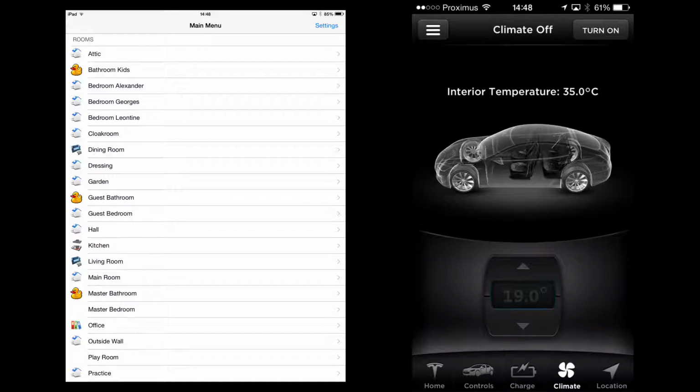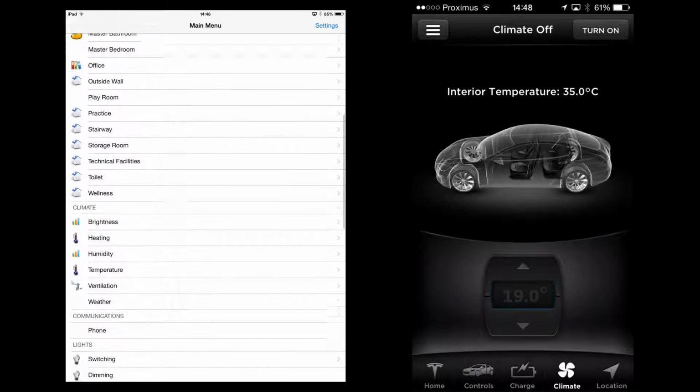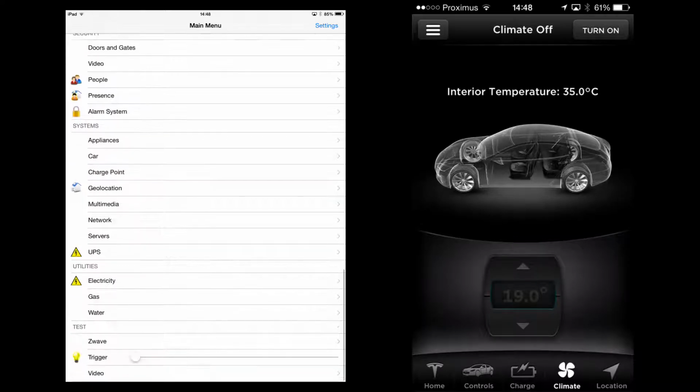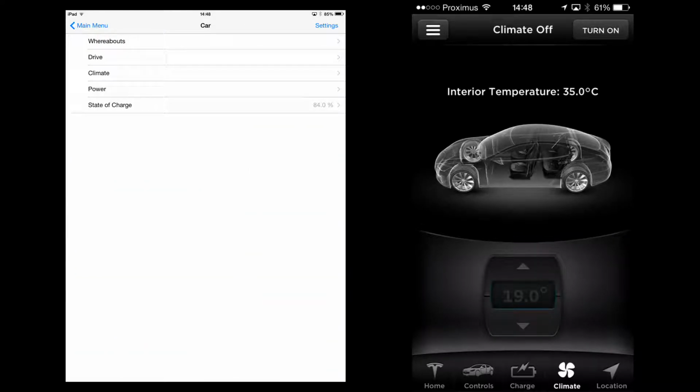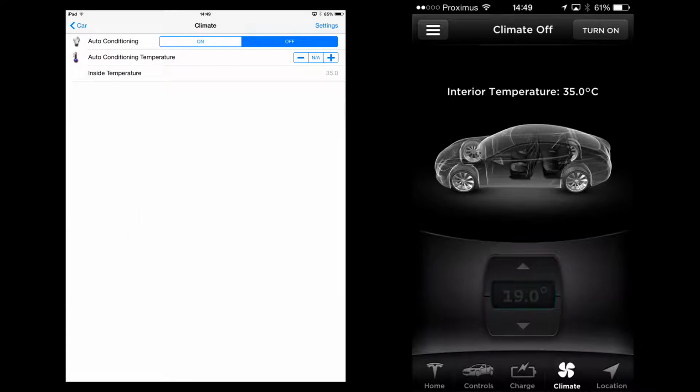So as you can see, I have a lot of stuff going on in openHAB, but one of the things we have integrated is the car. You can see on the right-hand side that the car is at 35 degrees Celsius. We have the same information in openHAB.